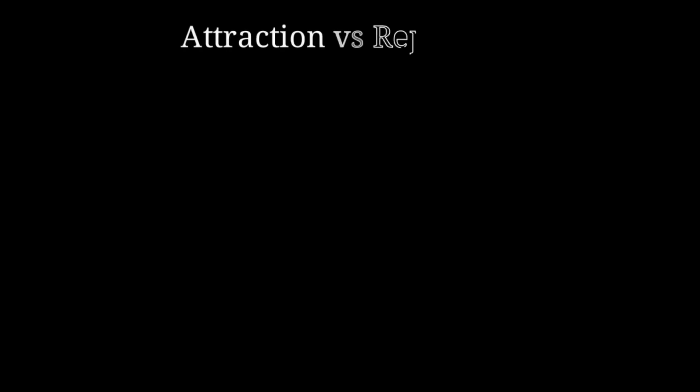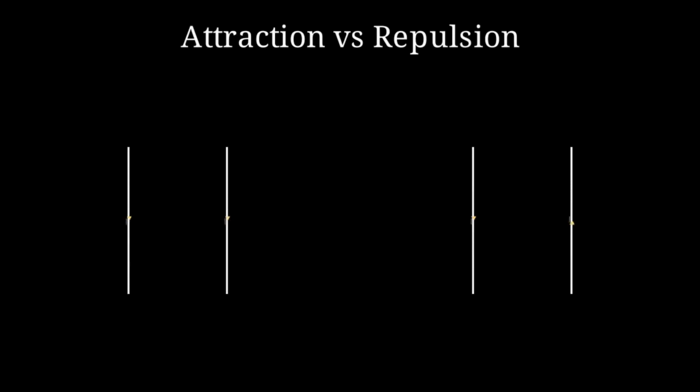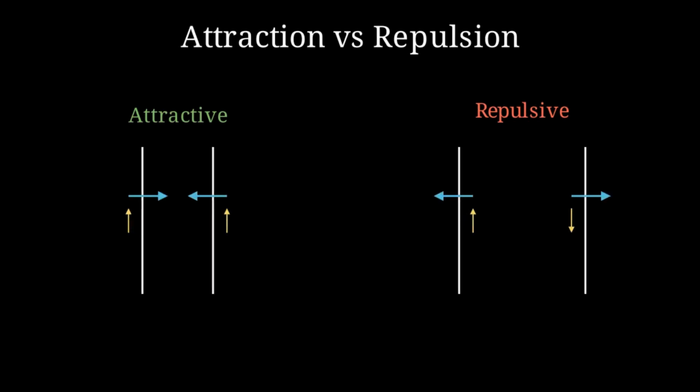The direction of the current determines the behavior of the wires. Currents flowing in the same direction attract each other, while currents flowing in opposite directions repel. This is a fundamental principle of electromagnetism that we see in high-power industrial equipment.